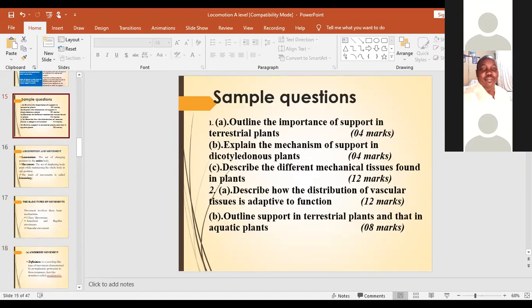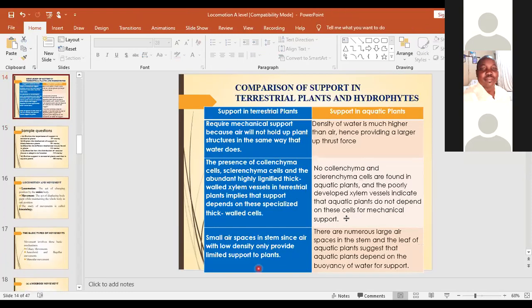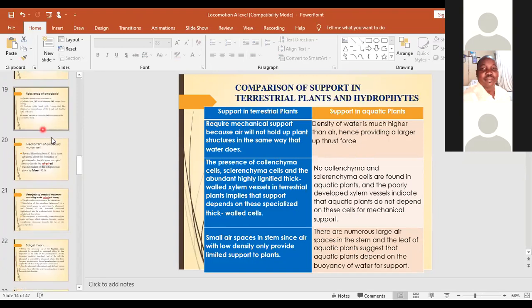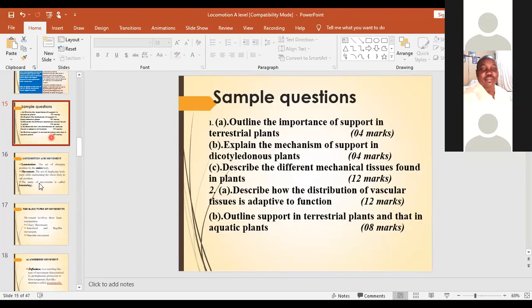Then they are saying outline the support in terrestrial plants and that in aquatic plants. I think here we are talking about the same things that we talked about here. You compare the support in terrestrial plants with those of the aquatic plants. The differences would be outlined, showing how terrestrial plants support themselves and how aquatic plants support themselves. So you should be able to read and try to relate them to the questions that are always examined.